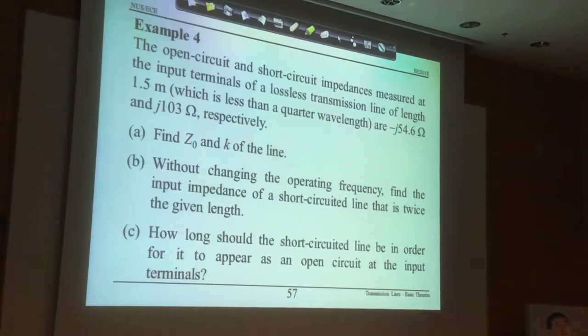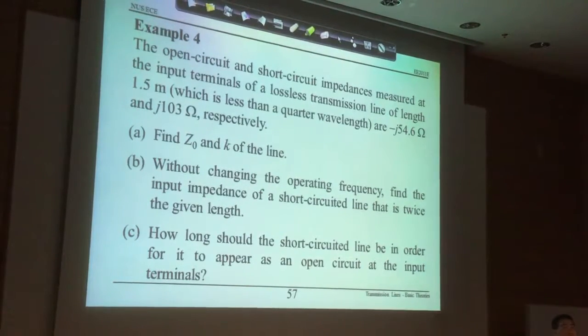Thickness here. Okay? So those, we still have some uncollected assignments. Okay?